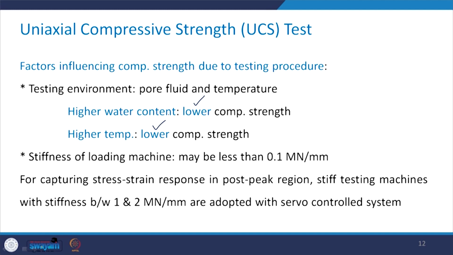Stiffness of the loading machine is another factor which influences the compressive strength. So it may be less than 0.1 meganewton per millimeter. Now, when you conduct the test, you don't apply the load in one go, you apply it in increments like you do in case of the soil.